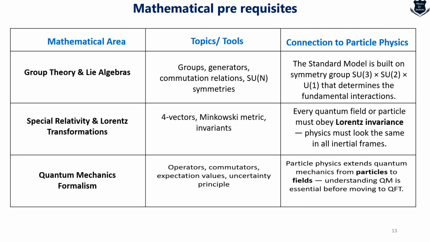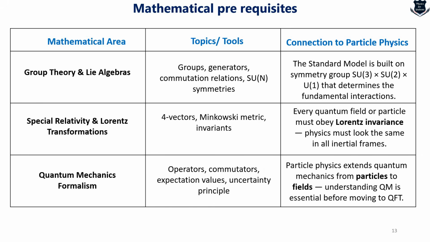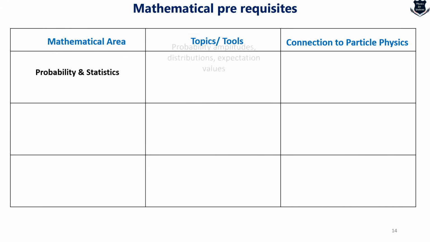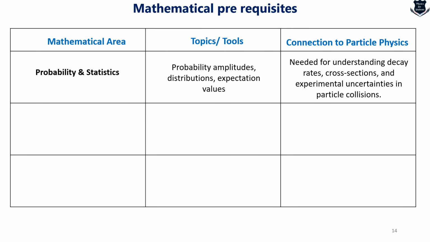Quantum mechanics formalism, obviously, because commutators and expectation values pop up at every point. So from particles, as I showed, when we move to fields, quantum field theory, quantum mechanics and its formalism are very, very important. Next, as we turn the page, we find that probability and statistics also play an important role, because expectation values, decay rates, and cross-sections are all related to probability and statistics.